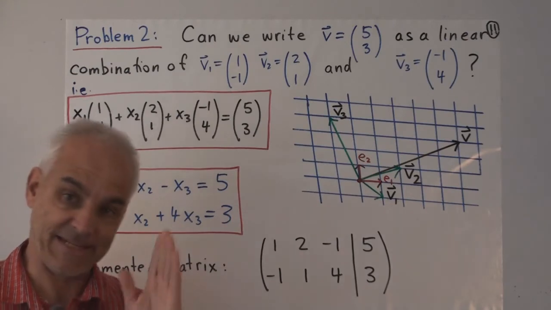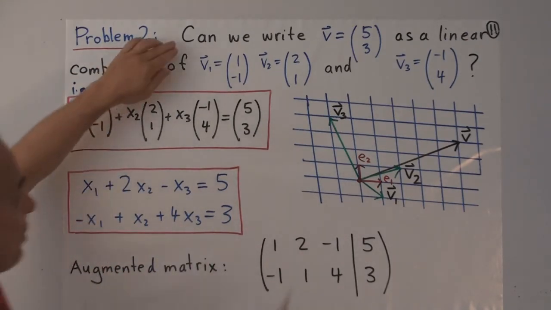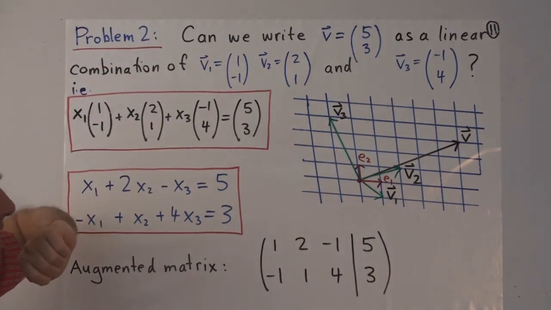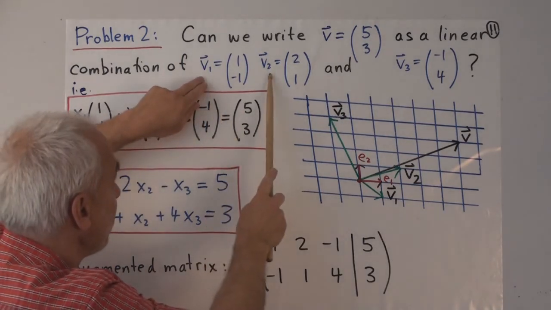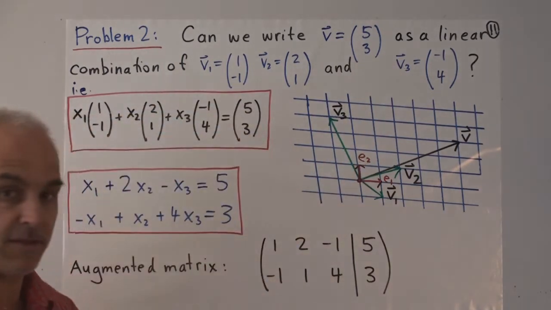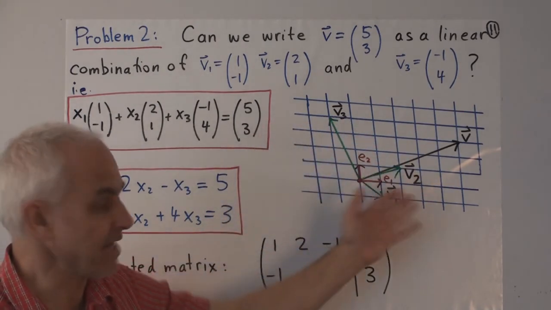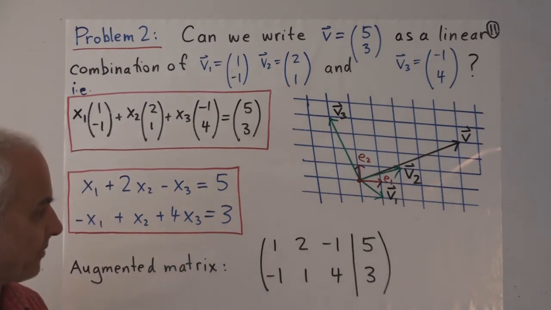Our second problem has the same general format. We are asking, can we write this vector in the plane, vector v equals (5, 3), as a linear combination of these 3 vectors, v1, v2, and v3? It's a bit easier to visualize now because we can draw a 2-dimensional picture. Let me remind you how you do that.